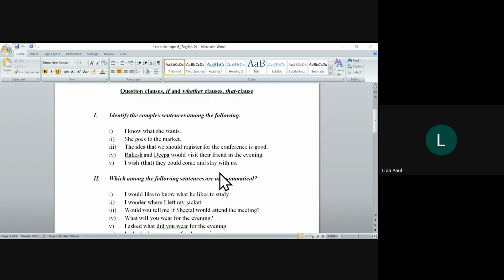I know what she wants. Remember the synthesis part when we were discussing. So, what is the subject of the sentence? "I." What is the verb of the sentence? "Know," right? Does this verb "know" have an object? Is it a transitive or an intransitive verb? I know. Can I ask, I know what?